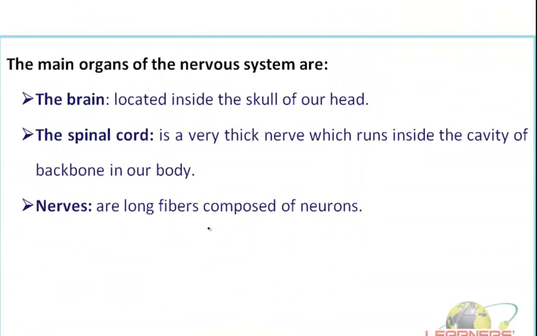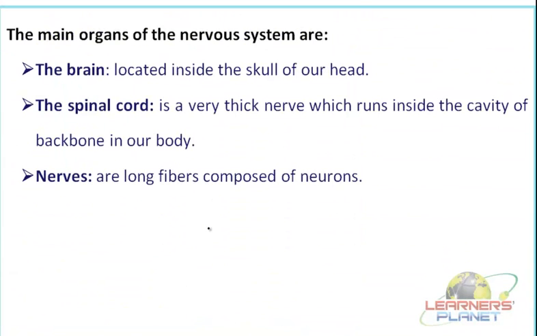But here for now, you must know that the nervous system is made up of various organs. So which organs are involved in this nervous system? The main parts are the brain, spinal cord, and the nerves. These are the major organs of the nervous system.